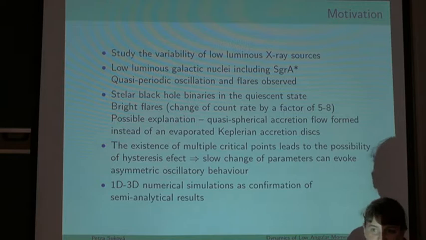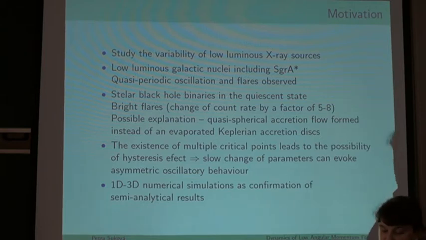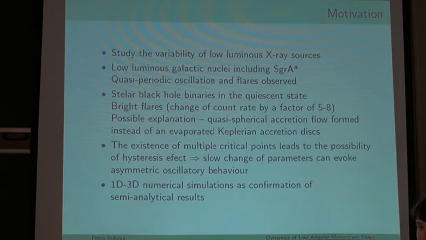And because Sagittarius A star is supposed to be the closest supermassive black hole to us, and because the experimental equipment is getting better with higher angular resolution, we can expect that in a few years we will get much more detailed data about the central region of our galaxy. So numerical and also theoretical study of the physical processes in such systems is needed to explain those data. But our topic could also be related to other systems, for example, stellar black hole binaries in a quiescent state, where quite bright flares were also detected, with a change of the count rate by a factor of 5 or more.